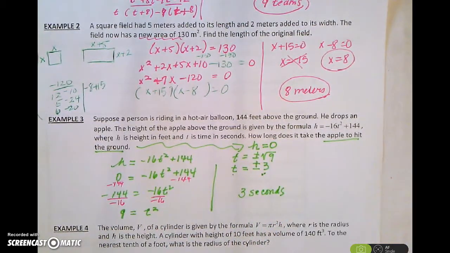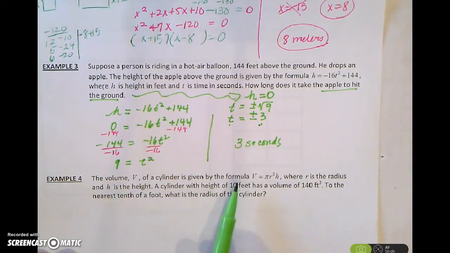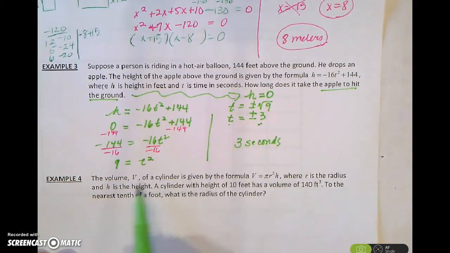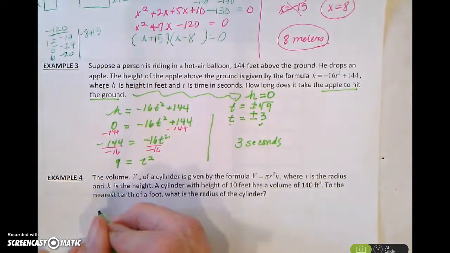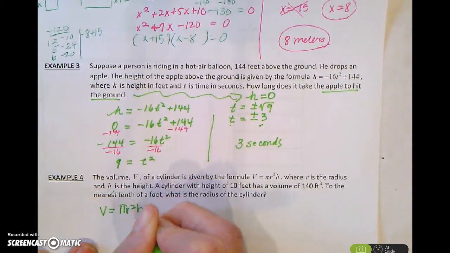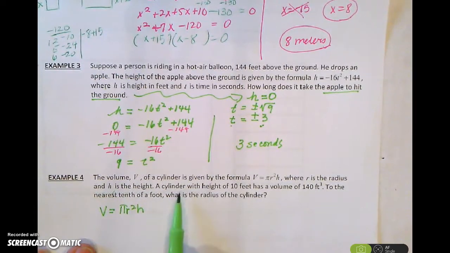For example 4, the volume V of a cylinder is given by the formula V is equal to pi r squared h, where r is the radius and h is the height. A cylinder with a height of 10 feet has a volume of 140 feet cubed. To the nearest tenth of a foot, what is the radius of the cylinder? So we have a formula, V is equal to pi r squared h. We're given that, and we know r is the radius, h is the height.